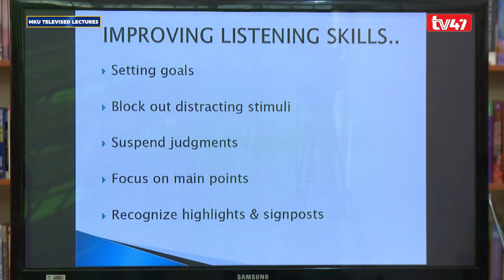And then number three is suspend judgments. When you are listening to somebody, always have an open mind. One of the barriers that I didn't talk about, the other barriers that we'll talk about later on, is bias. Whereby you are biased about a communicator. Maybe you don't like the way they do their intonations. You don't like their accent. You know, accent is the way somebody pronounces given words.